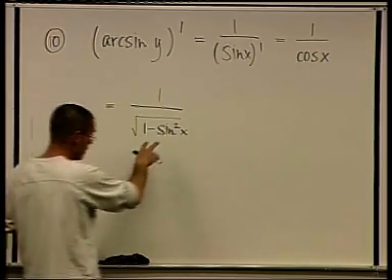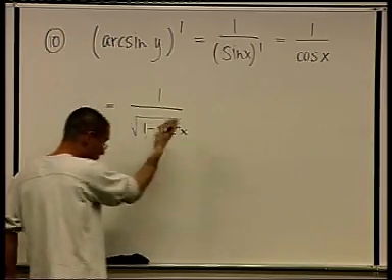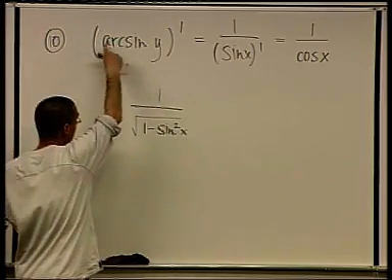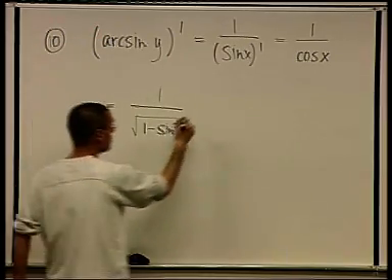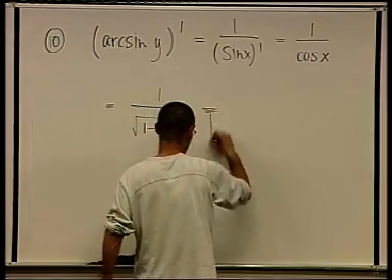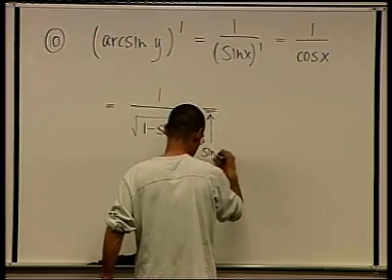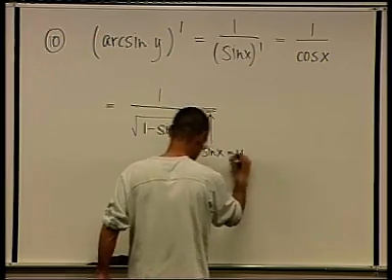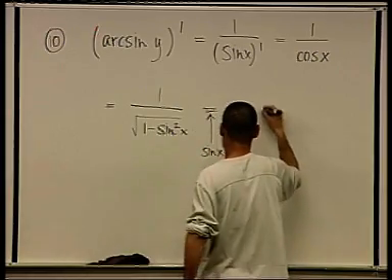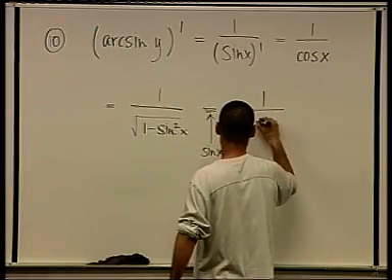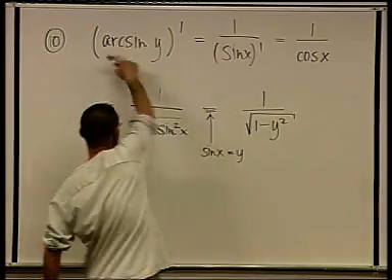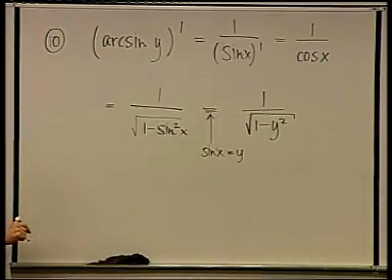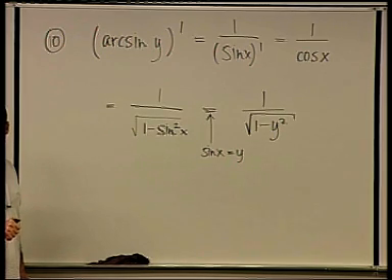And now, sine of x is y. That's, if arc sine of y is x, then sine of x is y. So sine x equals y. That's the inverseness I'm using here. So it's 1 over the root of 1 minus y squared. This is the derivative of arc sine. Good?